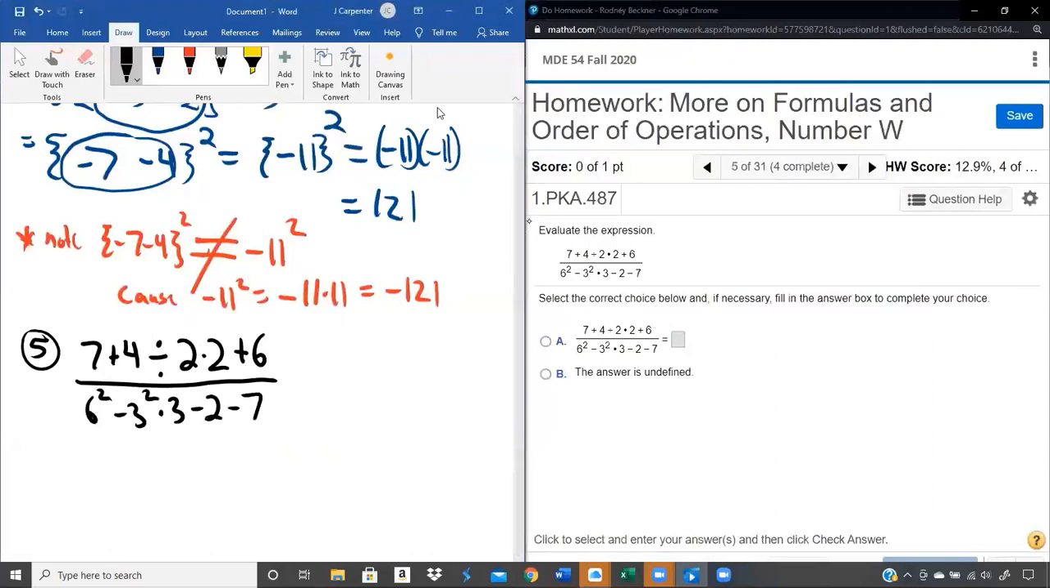I know I made a mistake translating, or maybe in the second step last class or 2 classes ago. 7 plus 4 divided by 2 times 2 plus 6. 6 squared minus 3 squared times 3 minus 2 minus 7. Cool.